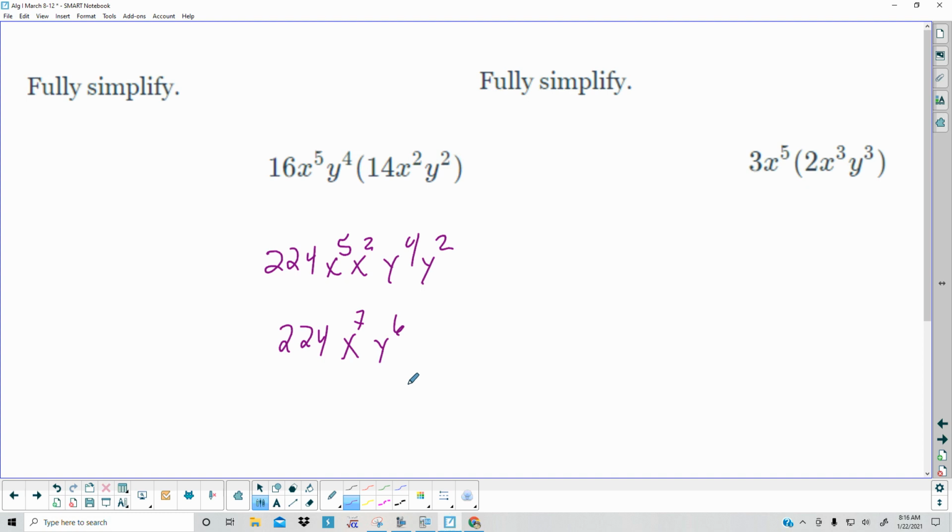Done. Okay. So 3 times 2 is 6, x to the 5th times x cubed, add your exponents, x to the 8th, and there's no other y's to combine, so that y cubed just goes along for the ride. Nothing else happens to it. It stays y cubed.